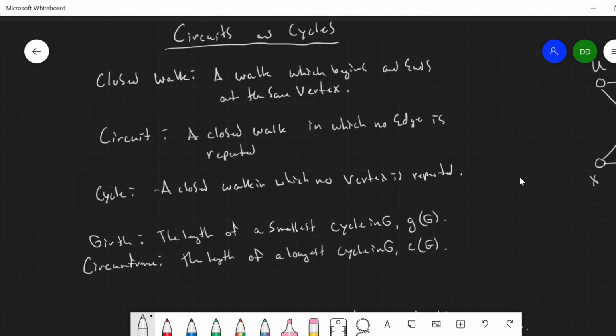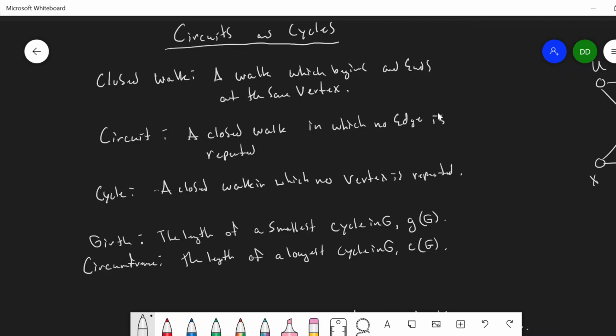So just to refresh your memory, hopefully you've already looked at the section and picked up on these definitions. But we have the idea of a closed walk, a walk that begins and ends at the same vertex. And just like with walks, trails, and paths, we had this sort of hierarchy, right? Every path was a trail, and every trail was a walk, but the opposite was not true. Same thing here is true. So a closed walk is a walk that begins and ends at the same vertex. That's the most general we can get.